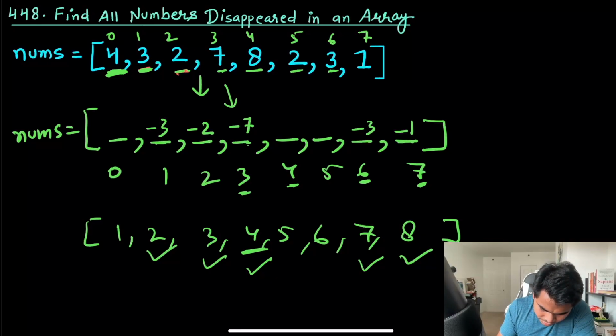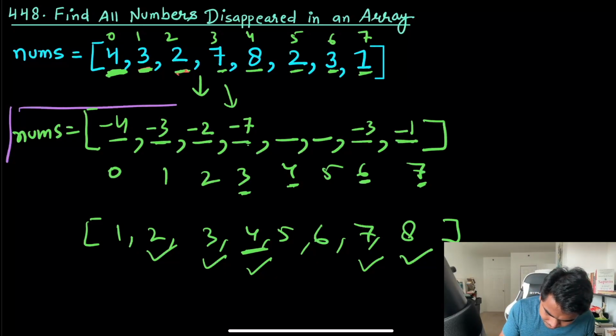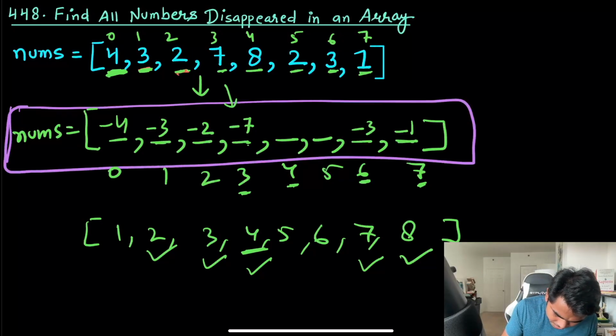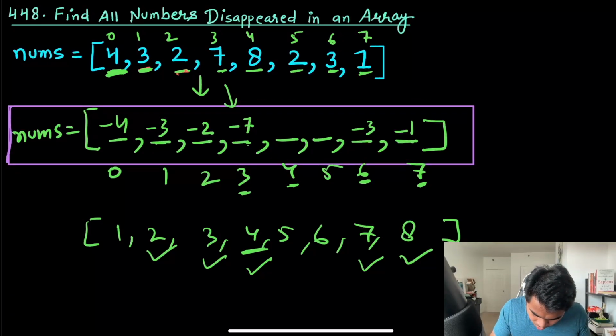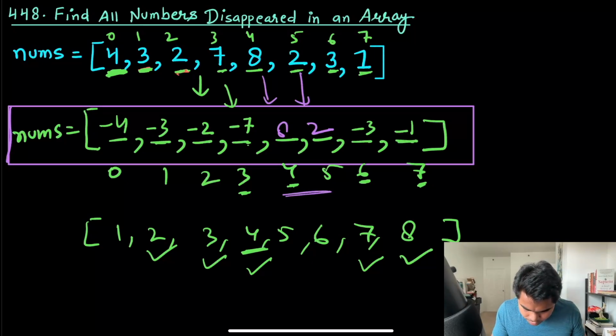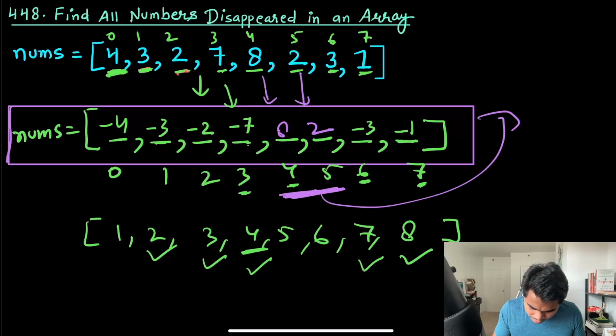Then I will come here to 3, minus 1 2 is already negative. Then 1 minus 1 is 0, so at index 0 the 4 I will make it 4. So now this final array that we have just created, right here, if you see, by the way, these values would be 8 and 2 right here, right? So these are the two indexes where the values are positive. So those are the values that are actually missing.